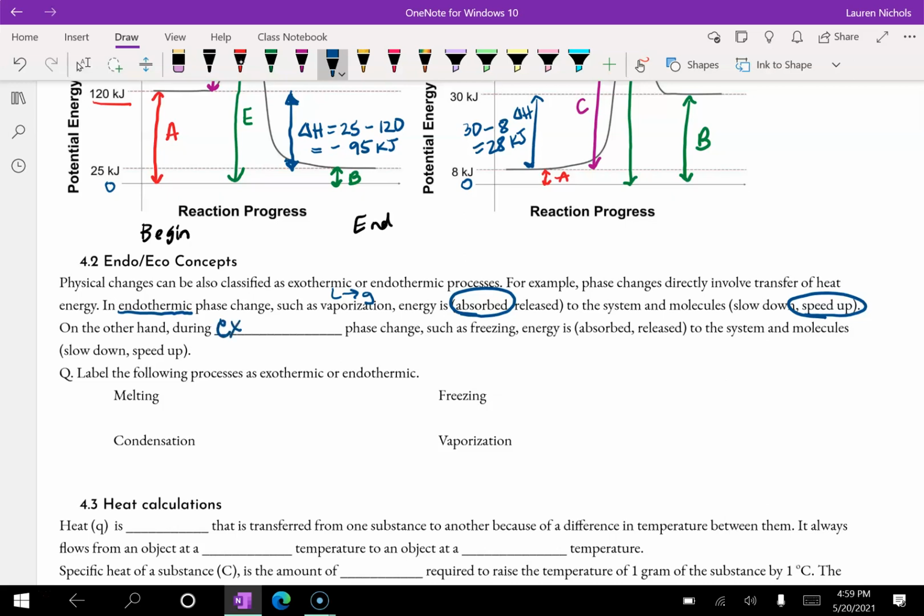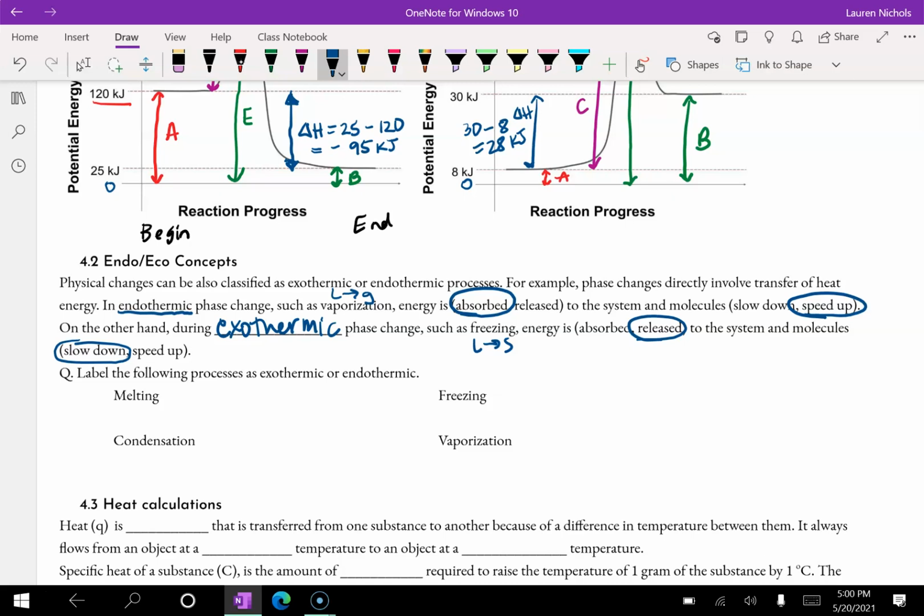Whereas during an exothermic process, like freezing, where you're going from a liquid to a solid, energy is being released because those molecules have to cool down. So it releases the energy, and so the molecules slow down, which is reflected in the temperature. So when we look at these different phases, we want to label them as being exothermic or endothermic. And I just always think about, is my temperature going up or is my temperature going down?